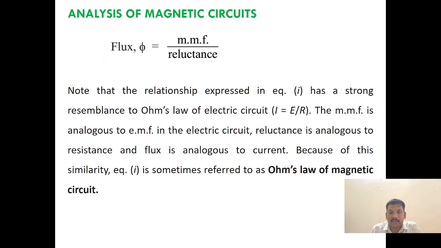And this is the definition for the flux. Flux phi is equal to MMF divided by reluctance. Reluctance is like the resistance in an electric circuit. It opposes the flow of flux which passes through the core. So when you make the core with a low reluctance material, more flux can pass through the particular magnetic path.